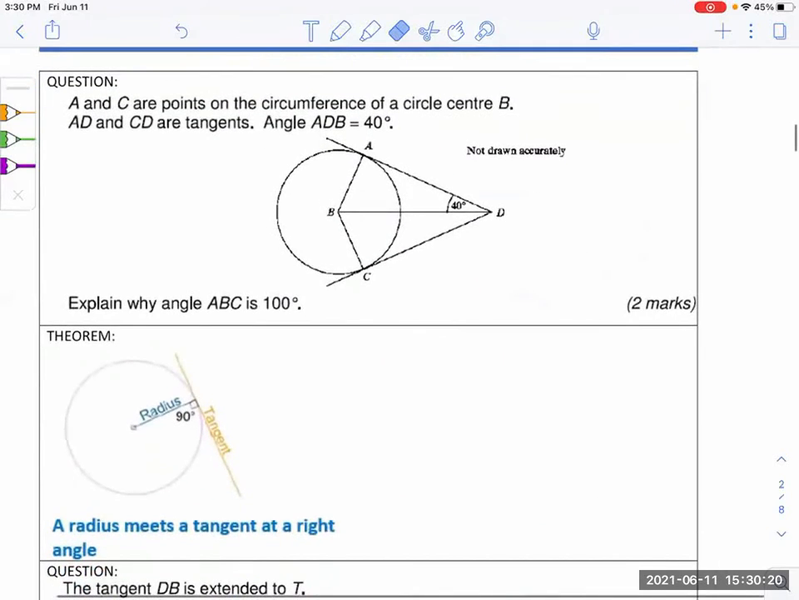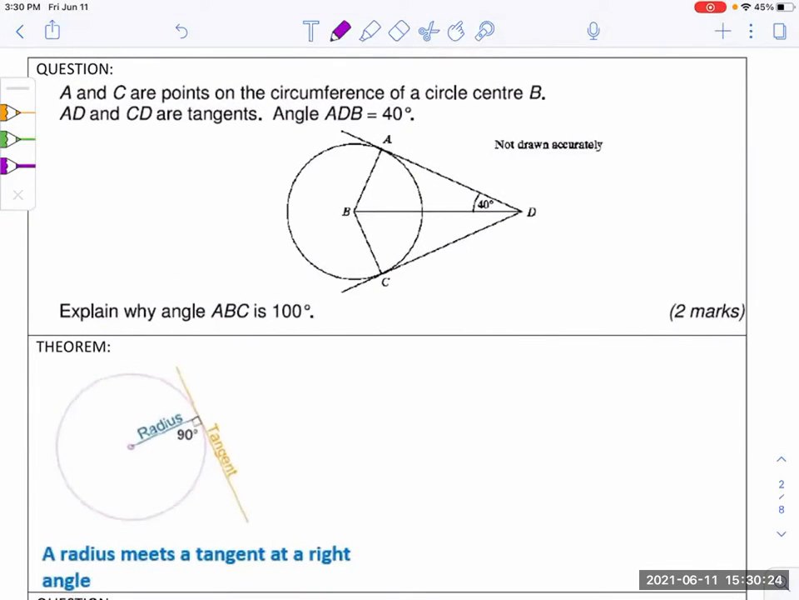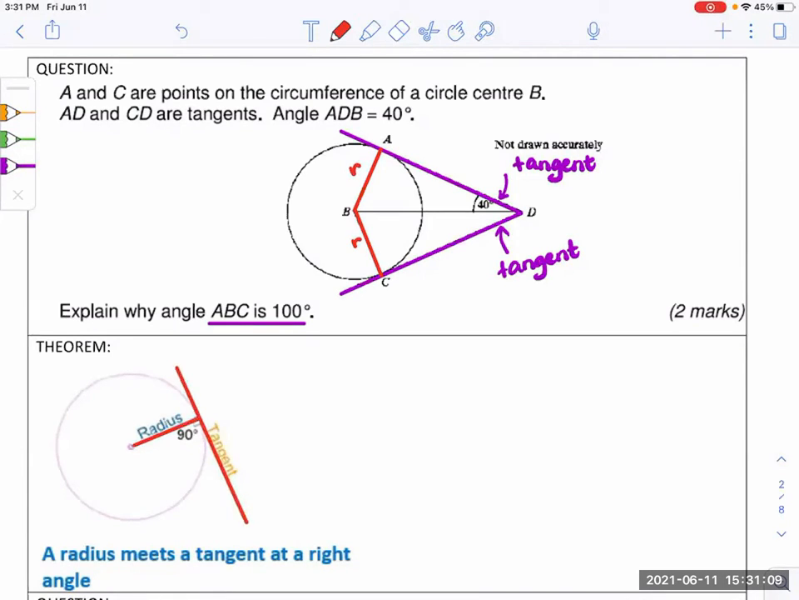All right, let's go. Look at this one. We want to explain why ABC is 100 degrees. Now, how do I call this line here that touches the circle at one point? A tangent. Yep. So this is called a tangent. How do we call this line that starts from the center and touches the circumference? A radius. What is the rule? The radius meets the tangent at what angle? 90 degrees. Right angle.